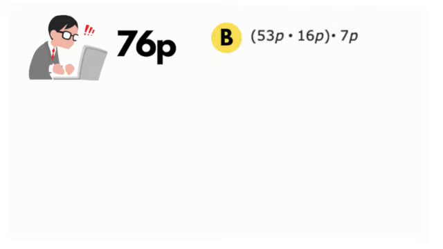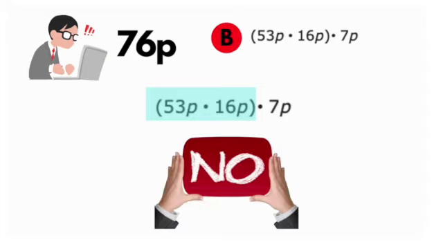B, 53p times 16p. We're looking at multiplication again. It's going to be huge. That number is massive, way bigger than the one before.